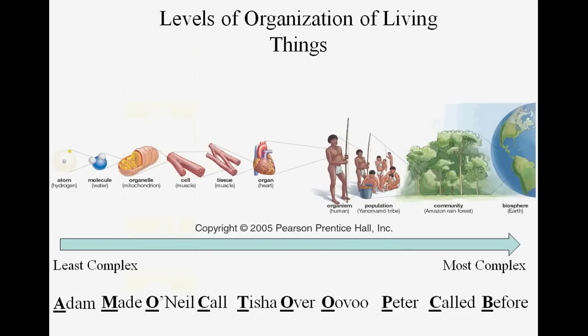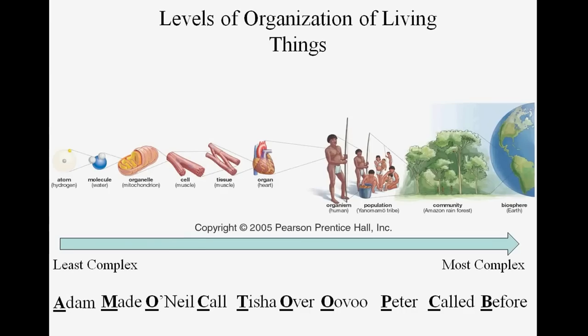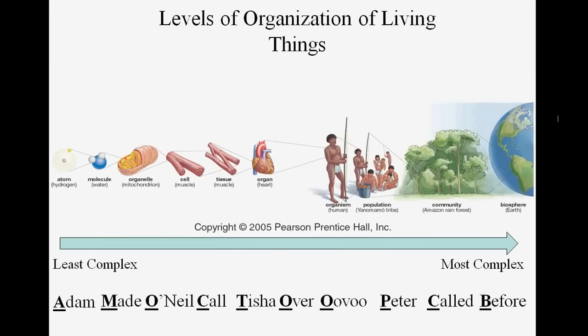Now let's move on to the levels of organization of living things. Remember that life and matter is composed into a series of complexity, from the least complex to the most complex. Now I made a silly mnemonic device or acronym that might help you remember the levels of complexity, but remember, you don't have to use this. This is just something that you may use if it helps you. It is Adam, at the bottom of the screen here. Adam made O'Neill call Tisha over Uvu.